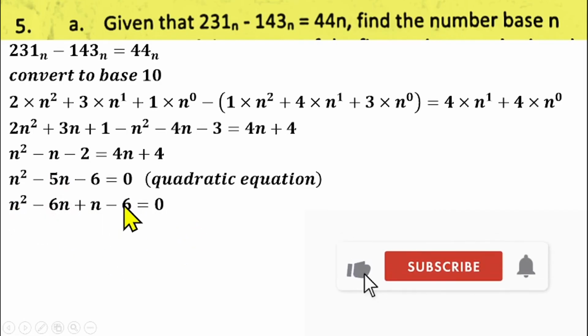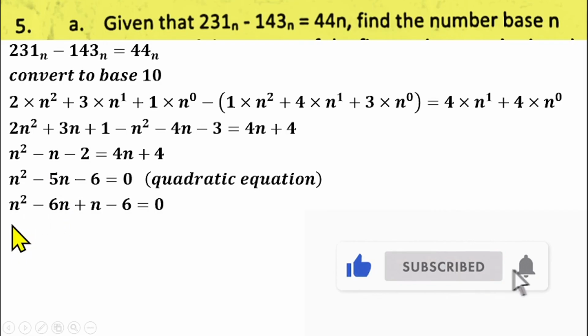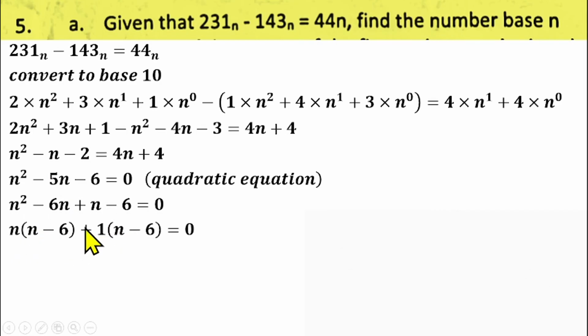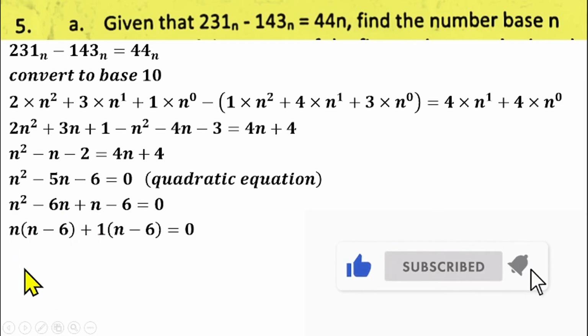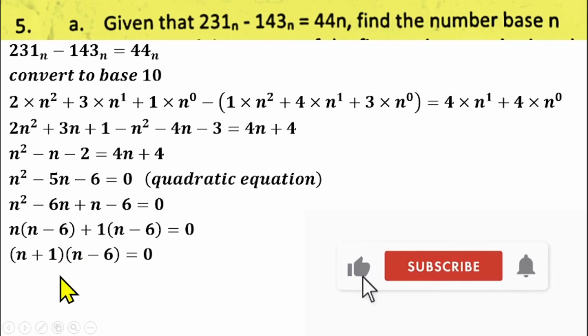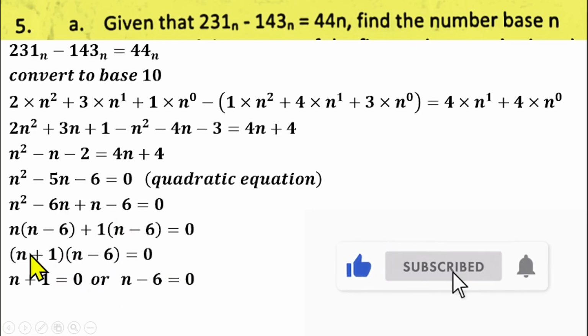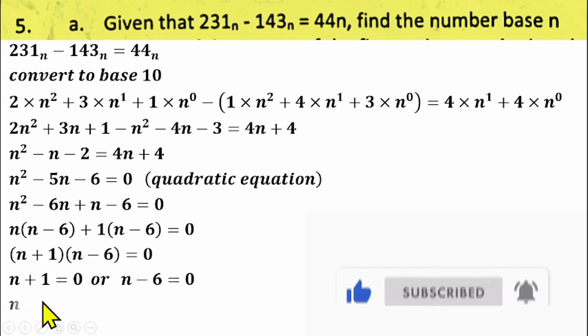Factorize this. n is common to this, you have n into n minus 6, plus 1 is common, we have plus 1 into n minus 6 equals 0. Bring this together, we have n plus 1, pick one of the brackets, we have n minus 6 equals 0. Each of them is equal to 0. So this is equal to 0, or this is also equal to 0. From there you can find your n.